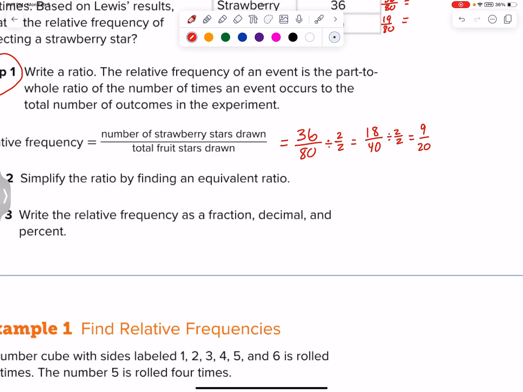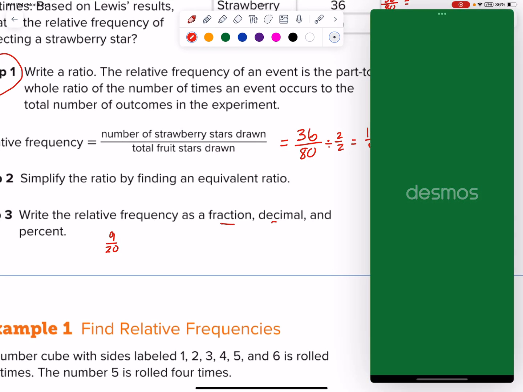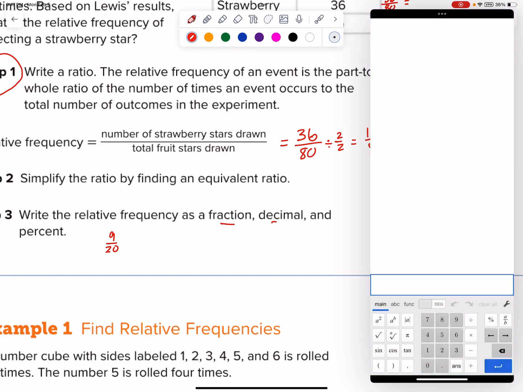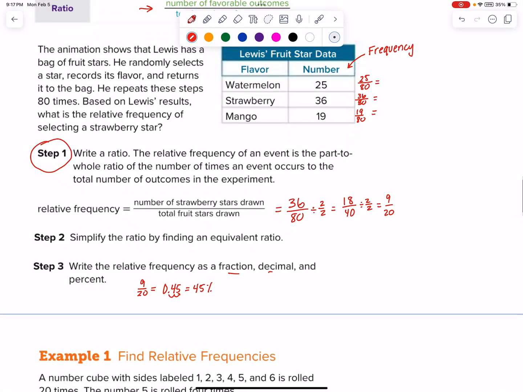Write the relative frequency as a fraction, decimal, and a percent. Let's write it as a fraction, 9/20ths. Let's pull up our Desmos or regular calculator or whatever you want to use. We'll do 9 divided by 20. You can see as a decimal, let's put equals, it is 0.45. Put equals again, and as a percent, remember we're multiplying by 100 or swooping 2 spots to the right, which gives us 45%. So there's a 45% chance of pulling a strawberry based on the experimental data.